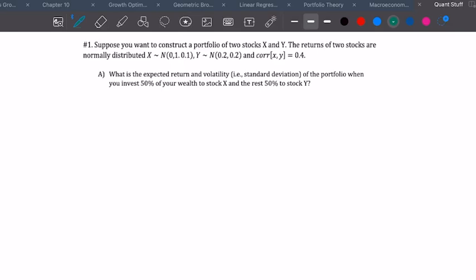Here's an interesting problem I got in my quantitative portfolio management class. I thought it was extremely interesting and worth a share.